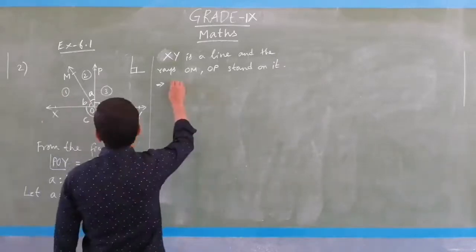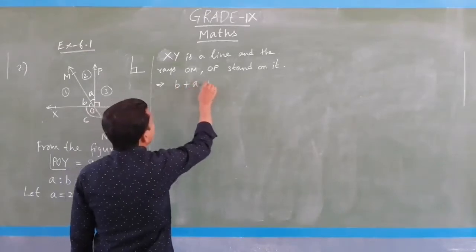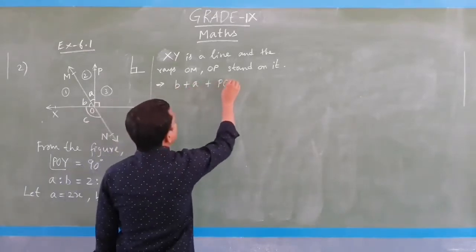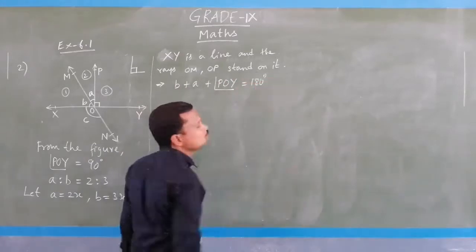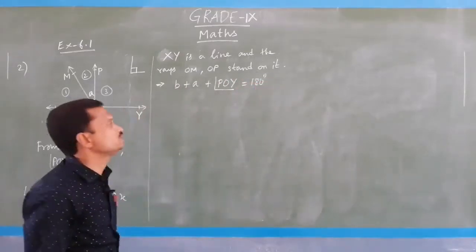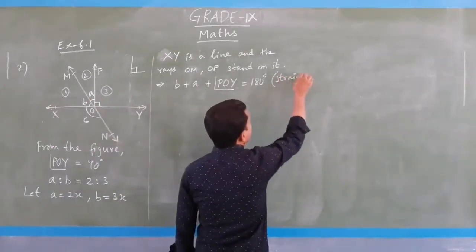So, now we can have angle B plus angle A plus POY. The third one is POY. All these sum up to 180 degree, that you know that is a straight angle. If you want, you can write here, because of the reason straight angle.